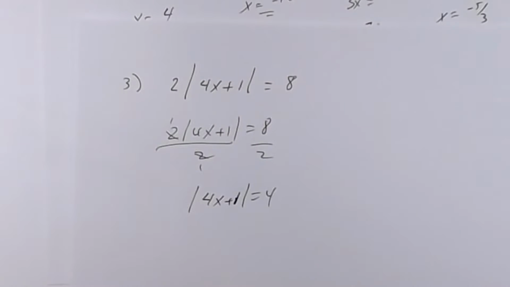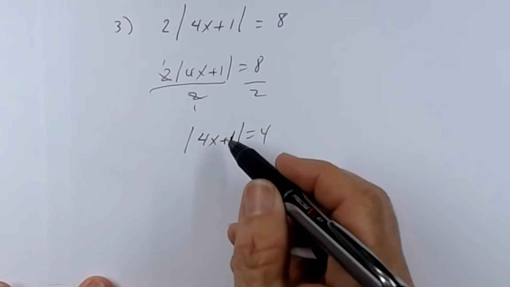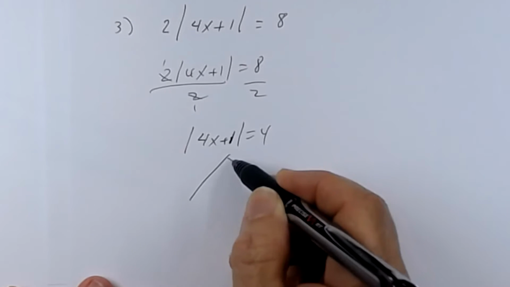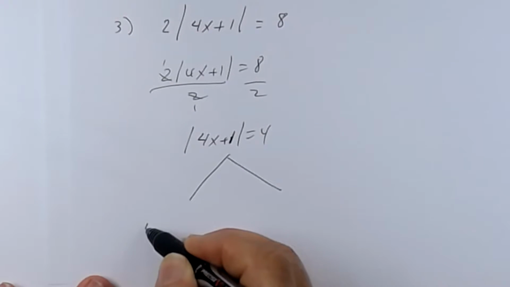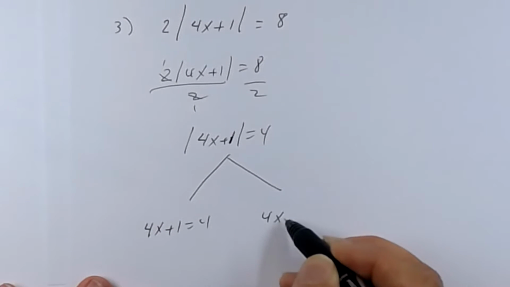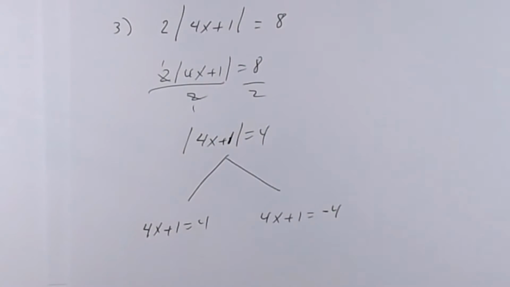Break it down into two different equations, without the absolute value bars. So what's your first equation? 4x plus 1 equals 4. What's the other? 4x plus 1 equals negative 4. Y'all agree? Okay. So notice I went from an absolute value equation to two linear. So let's solve each one.